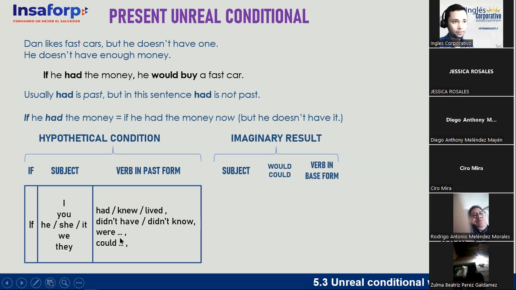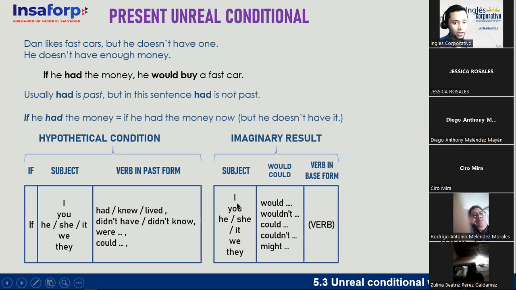Where is formal? If you want to sound a bit informal, you can use was, but only with I, he, she, and it. Then you have could, which is the past of can. In the imaginary result, you can use the subjects I, you, he, she, it, we, and they, and then would or could. Would, negative form, wouldn't. Could, negative form, couldn't. And you can also use might. It's possible to use might. And after that, a verb in base form. That's the structure, okay? So this is part one of the review.